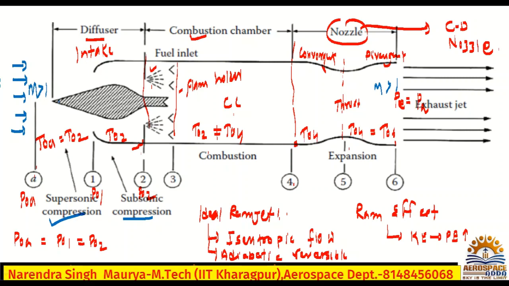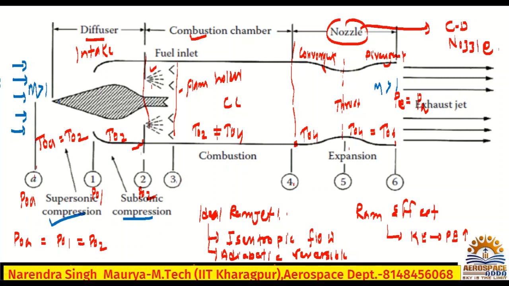Because we have turbulence to mix the fuel and air, we'll have a loss in combustion for the real engine. But here in the combustion chamber, we will say there is no loss. So obviously total pressure will be constant throughout the combustion chamber also.